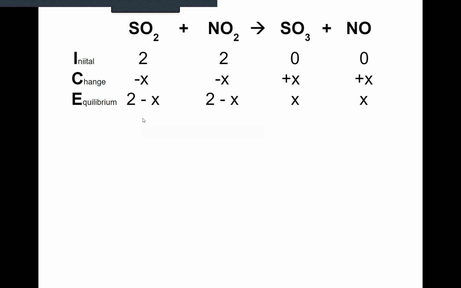Lastly, we're going to apply the third line of an ICE table. See how this spells out ICE: initial, change, equilibrium. And to get that equilibrium line, we're simply going to add together what we had initially, 2, and the change, minus X. We can't simplify that, but we can put it all together in one expression, 2 minus X. Same thing for the NO2, 2 minus X. For the SO3 and the NO, it's 0 plus X. Well, that's equal to X.